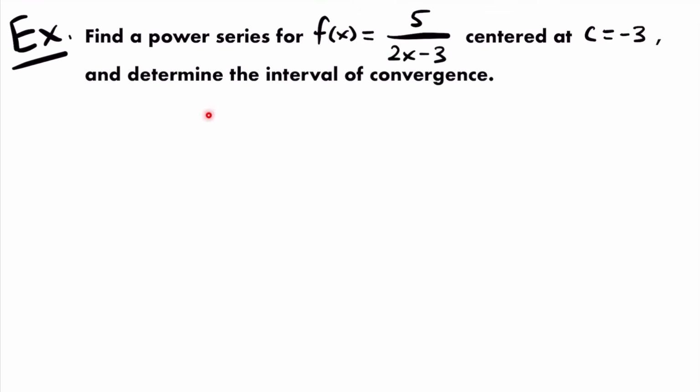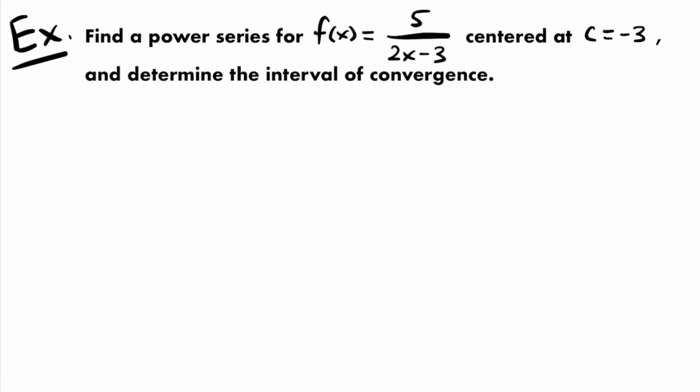All right, so here's our last example. We want to find a power series for f of x is equal to 5 divided by 2x minus 3 centered at c equals negative 3. All right, so this one's going to put all of our skills together. Everything that we have used thus far in our other examples is going to come into play here.